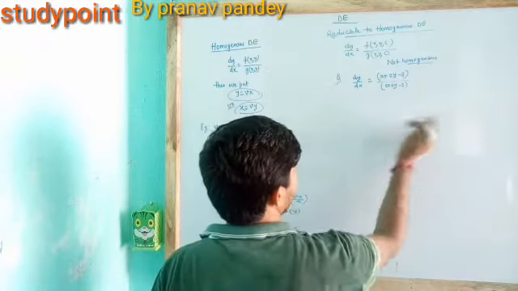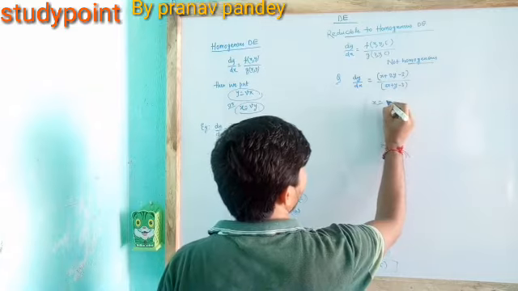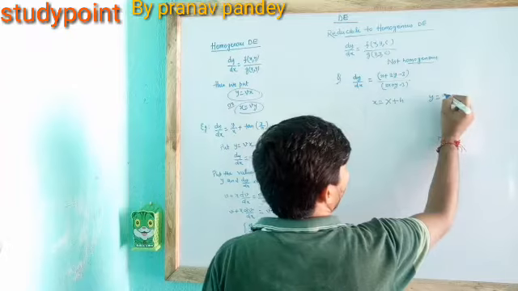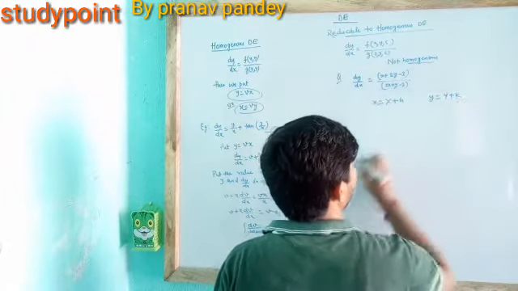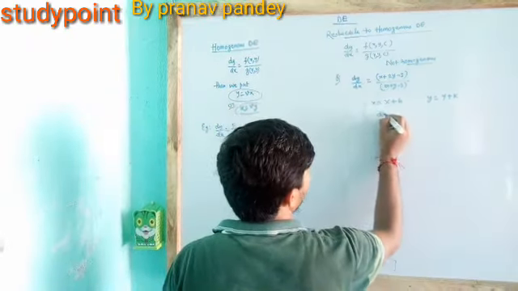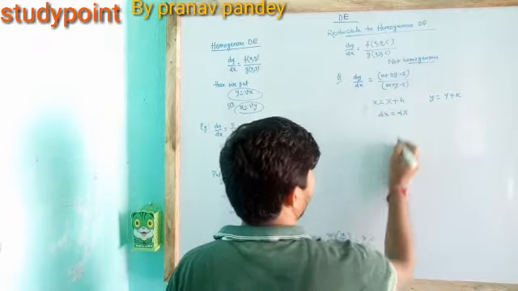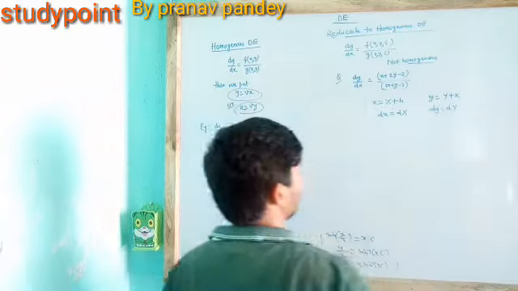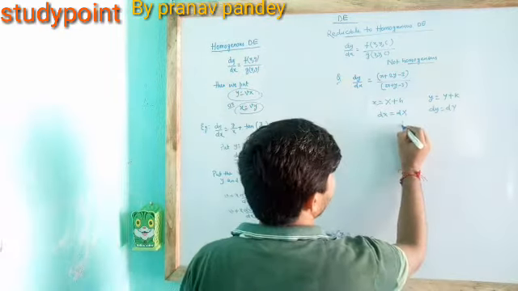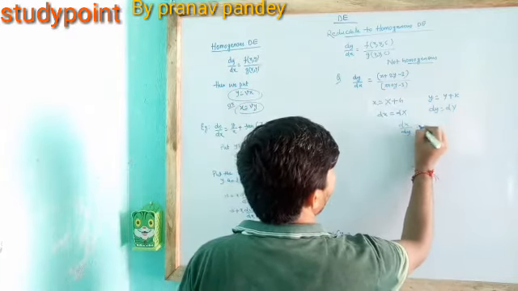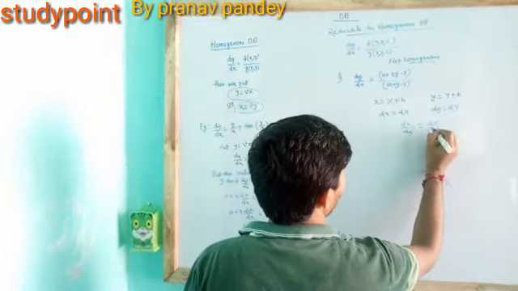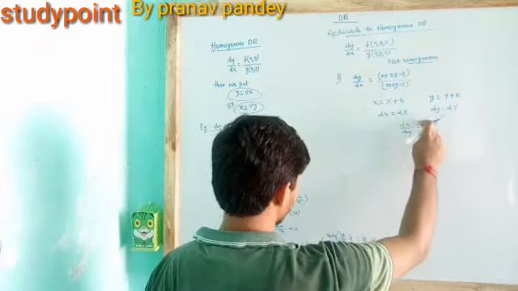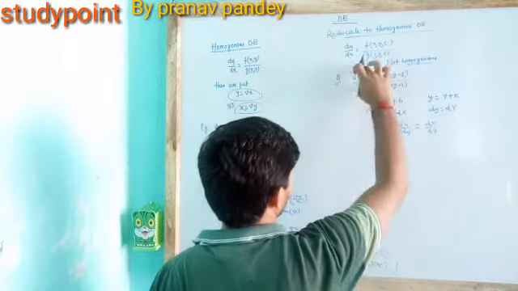We take the substitution x is equal to capital X plus h and y is equal to capital Y plus k. We will differentiate it, so we get dx is equal to capital dX and dy is equal to capital dY. Here h and k are constants. So we get dy upon dx is equal to capital dY upon capital dX. So we can put this value here.